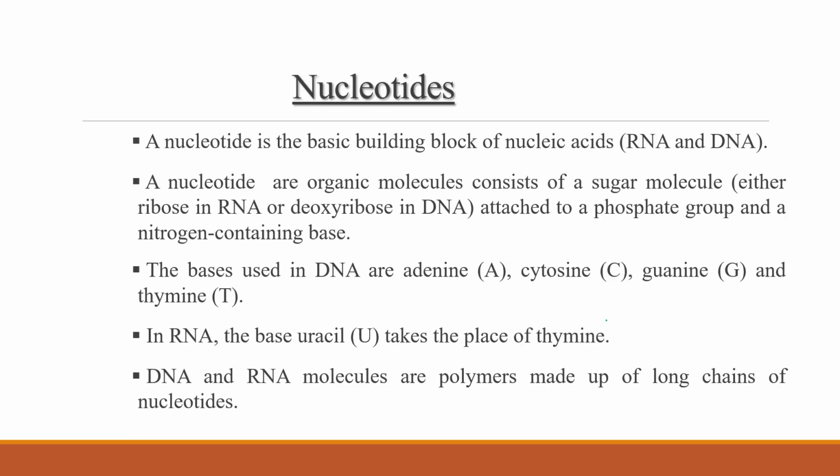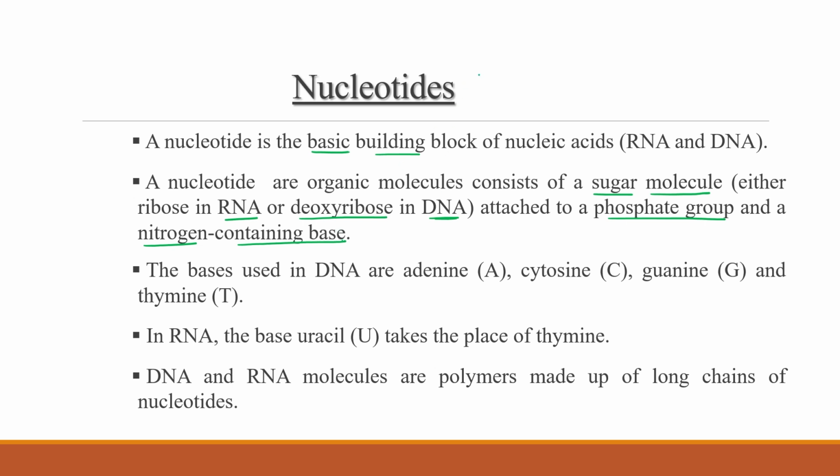Okay, now nucleotides. This is the monomer unit of nucleic acid, right? So nucleotide is the basic building block of nucleic acid. Nucleic acid may be RNA or DNA. So a nucleotide is an organic molecule consisting of a sugar. This sugar may be ribose sugar in the case of RNA or deoxyribose sugar in the case of DNA, attached to a phosphate group and a nitrogen containing base.